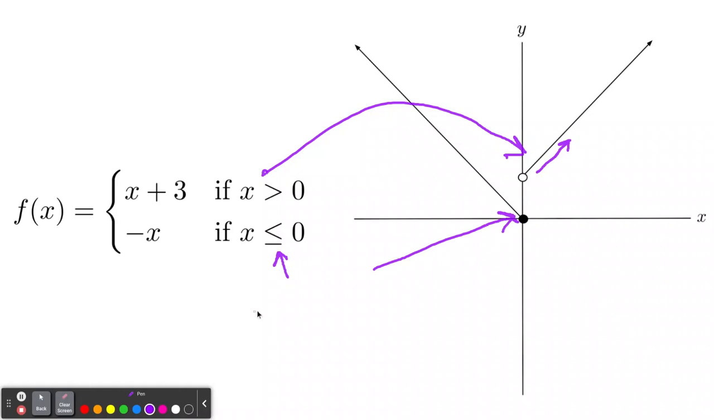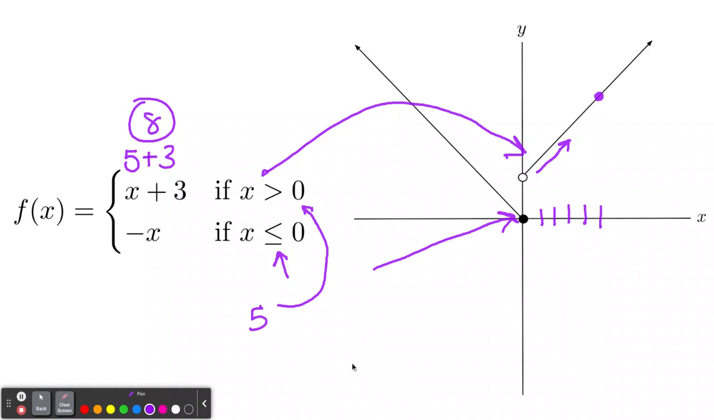So if we're looking at the number 5, let's say, well, where would 5 go? 5 is greater than 0, so it'll go here. So then you have to add a 3 to it. 5 plus 3 is 8. So at 5, 1, 2, 3, 4, 5, that'll be 8 over there.